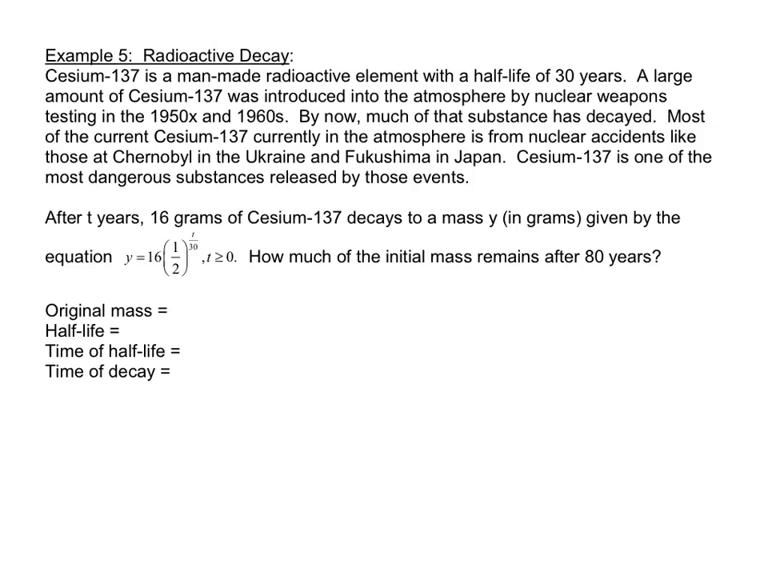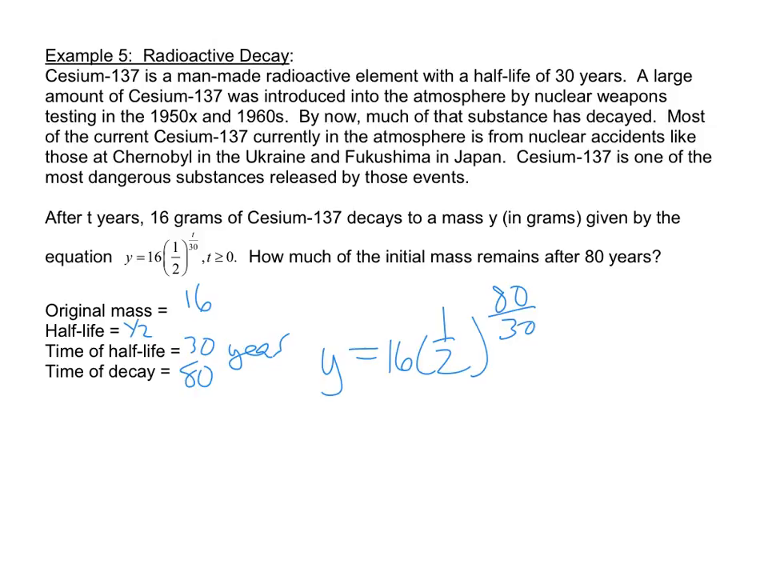Okay? So this was 16, half, 30, or time of half-life is 30 years. So the time of decay we're looking at is 80. So you go y equals 16 times 1/2 to the 80 divided by 30, and then you plug it into your calculator and hit enter. And you would say that there is approximately 2.52 grams left. Okay? Alright, let's take a look at one more.